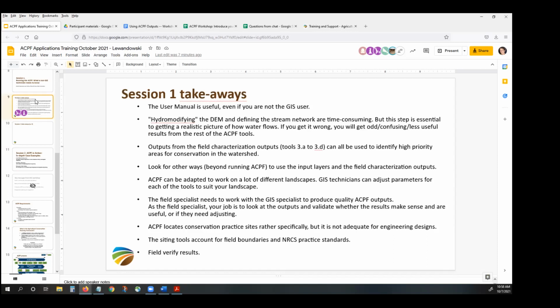If there are no questions at this point, let's wrap up. Oh, Judy, as someone who's used ACPF, good to know there are some people there. There's no substitute for running the tools and getting some hands-on experience. Yep. And it's important for people who aren't the GIS user to be doing the field validating and working with the GIS person. The online stuff only takes you so far.